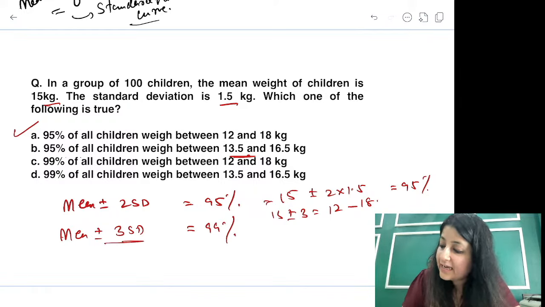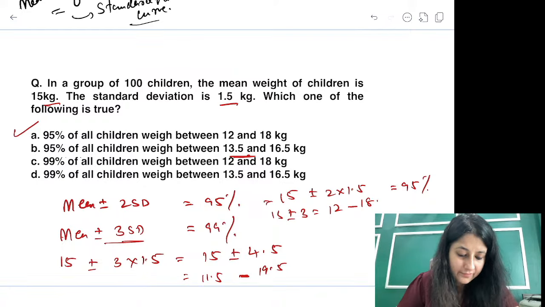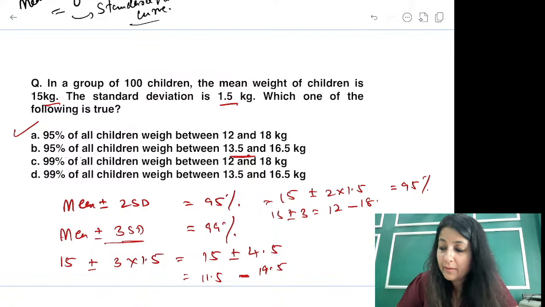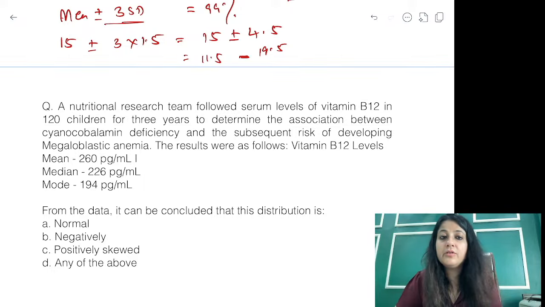अगर 3 SD है, you will take 15 plus minus 3 into 1.5. So 15 plus minus 4.5. Okay, so that would have been 11.5 to 19.5. ठीक है. Yes, so always try to remember the question, look at the formulas and accordingly mark your answers. This was not very difficult. Okay, let's see this one guys. A nutritional research team. पढ़ो इसको और आंसर करो.